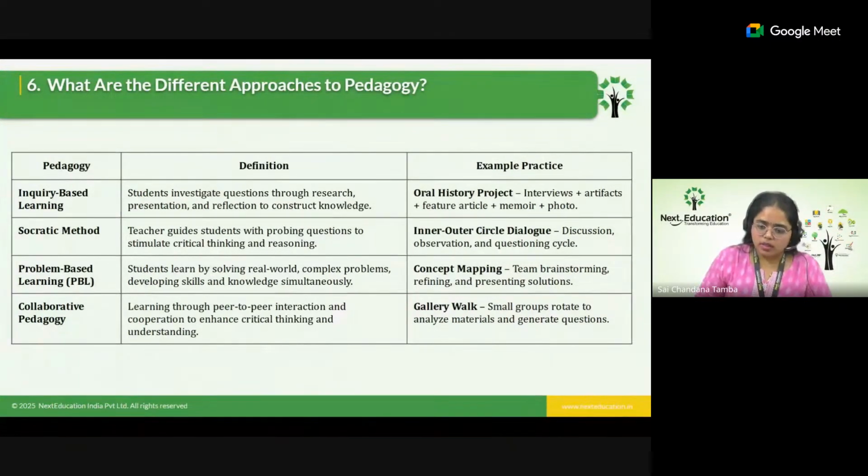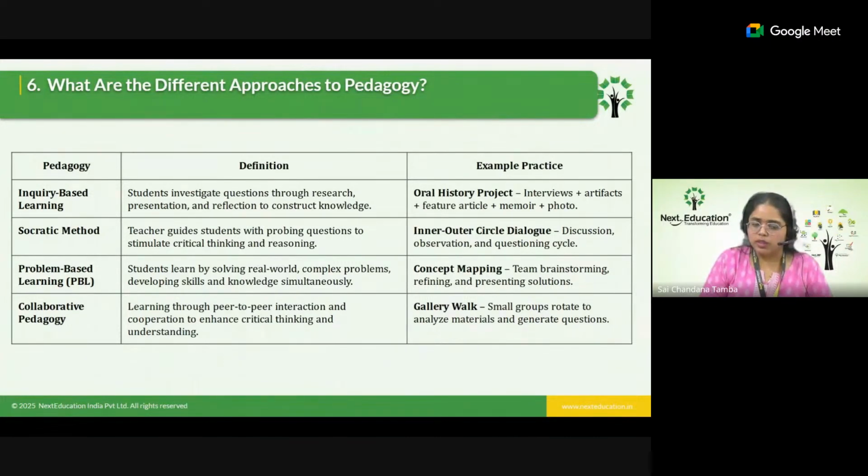When it comes to social sciences, they could analyze certain case studies, do some interviews, or read some articles, and based on that they come to the core concept. Yes, Anita ma'am, you have raised your hand. Do you want to add anything? Okay, so that is inquiry based learning. Thank you all for your responses.